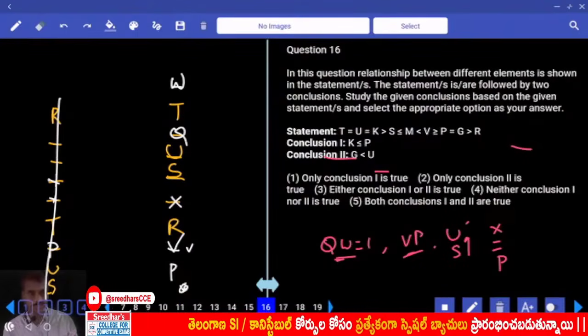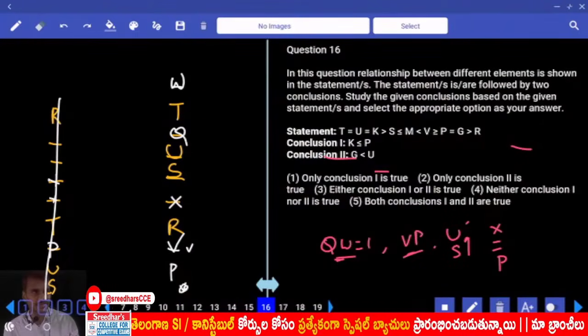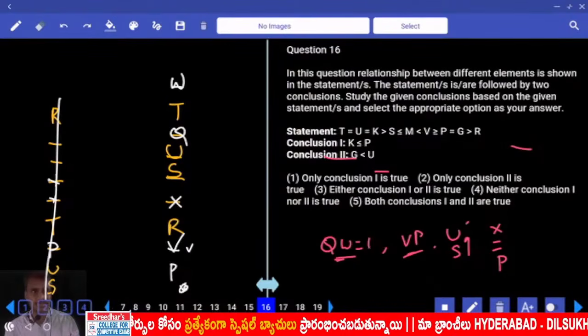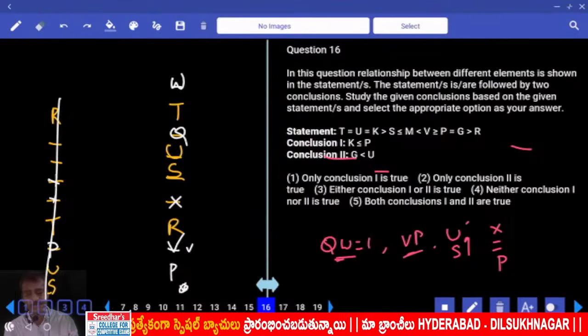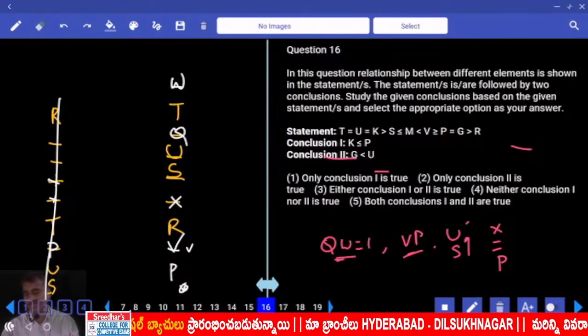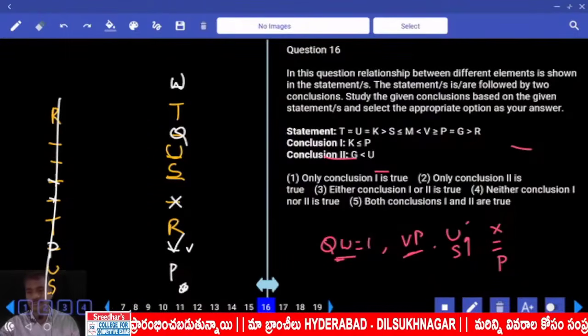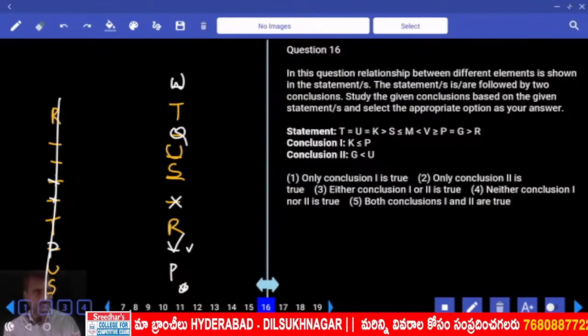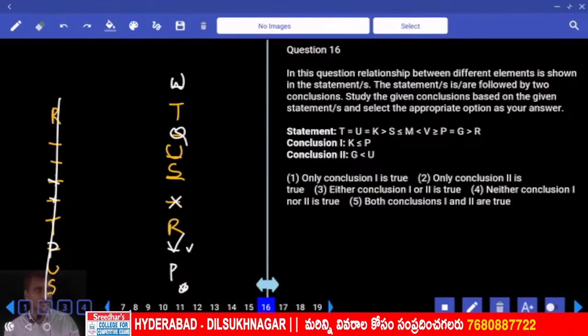Then coming to question number 16 to 20. Now 16 to 20, first or the second priority. Now 16 to 20, first or the second and first priority. Did you do 16 to 20 or not? Tell me. Now question number 16, tell me. What is your answer for question number 16?